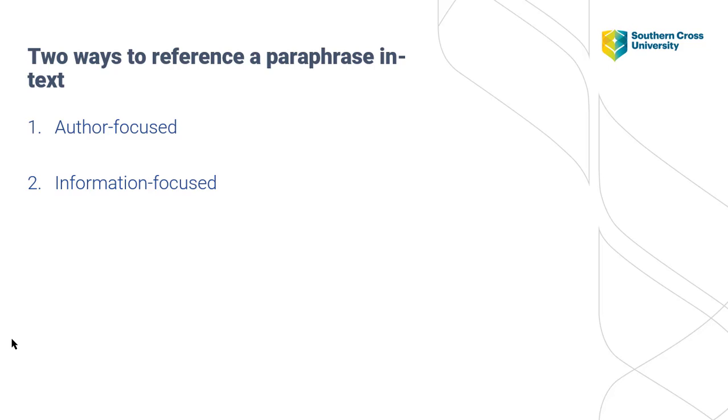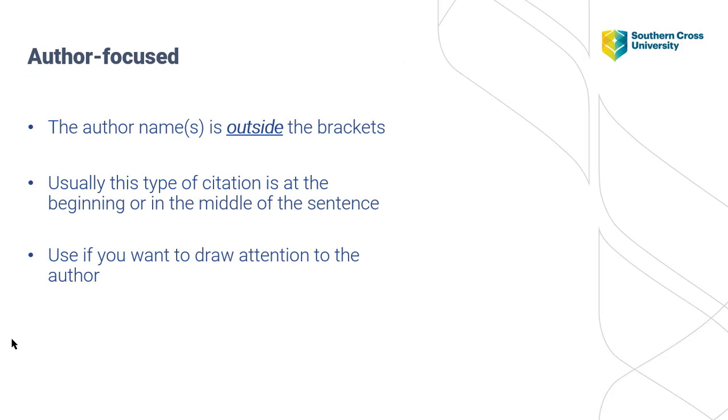Now there are two ways to reference a paraphrase in text using Harvard, and these two ways are author focused and the second is information focused, and we're going to have a look at both of these.